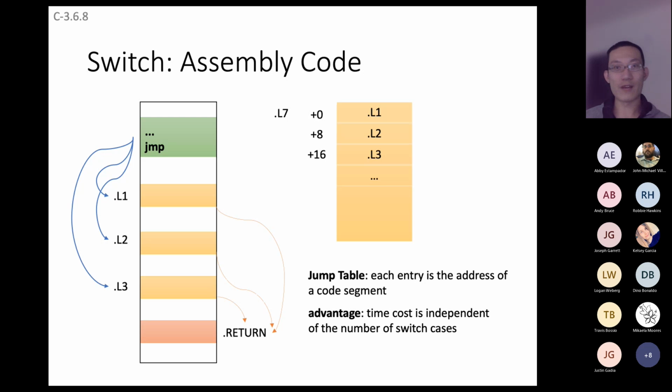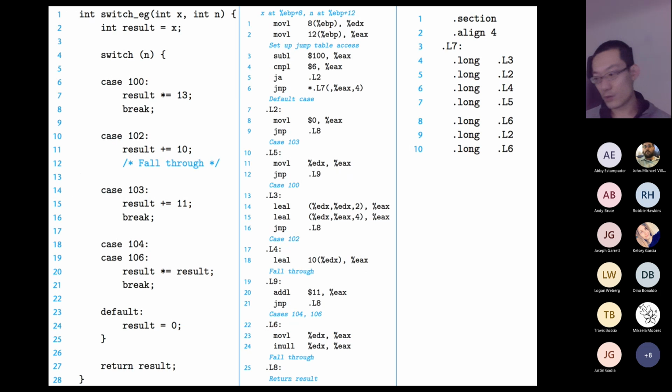For the switch, we have this jump table. It's a table stored in our memory, and usually we have L7 to denote the starting address of it. When we add 0 to L7, that means the first entry. If we add 8, we look at the second entry, and each entry is a target address we can jump to.